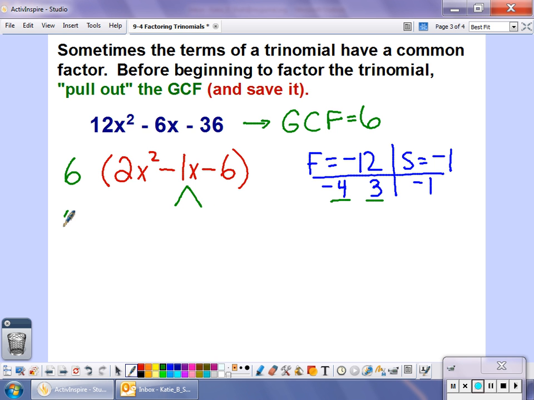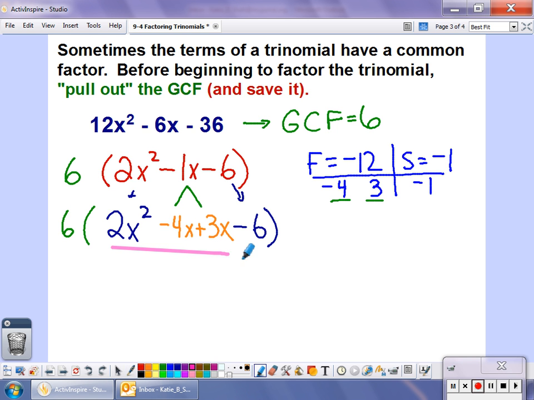Now remember, this GCF stays out front. I'm going to break apart this middle term. Instead of negative 1x, I have a negative 4x and a plus 3x. And then everything else stays the same. The 2x squared here, and this negative 6 are all part of this problem. And what I've done is expand this so that now these things here can be done by grouping.